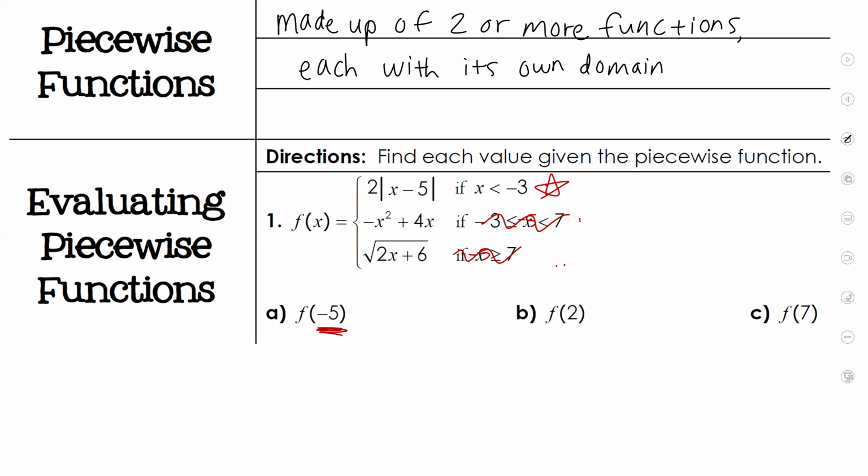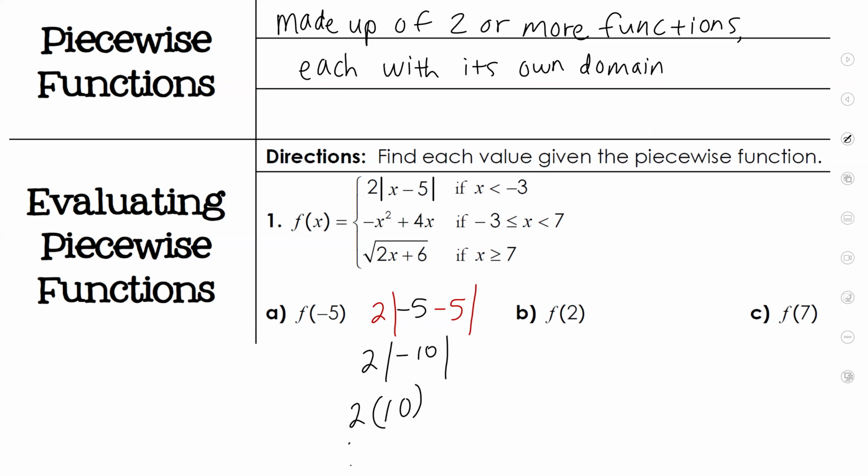So I'm going to write down this function, 2 absolute value, but I'm going to plug in a -5. And then we'll evaluate it. Okay, so guys, -5 minus 5 is -10. And what is the absolute value of -10? It's just 10. And 2 times 10 is 20. So the answer here is 20.